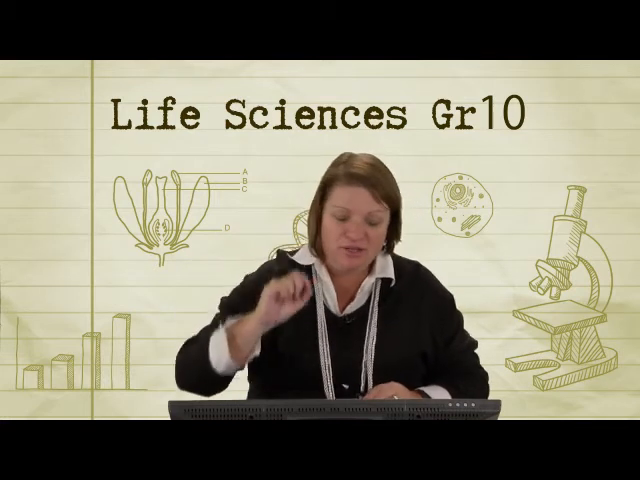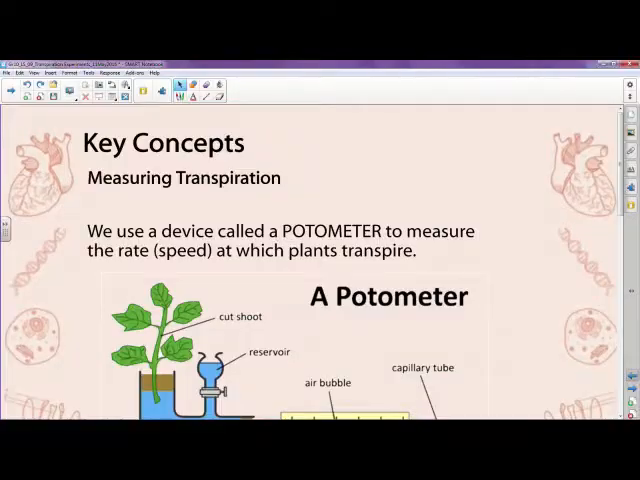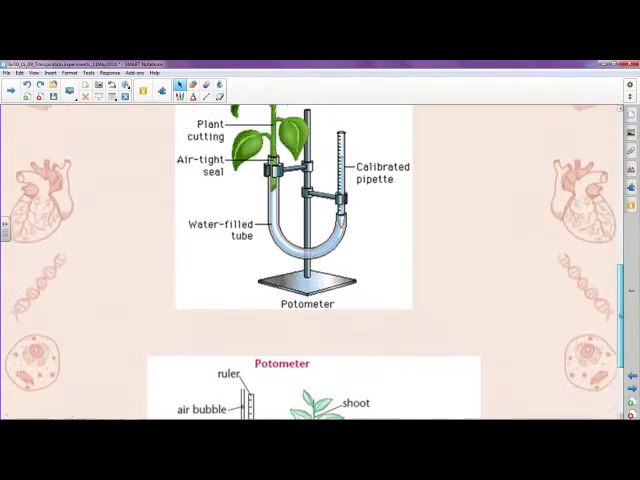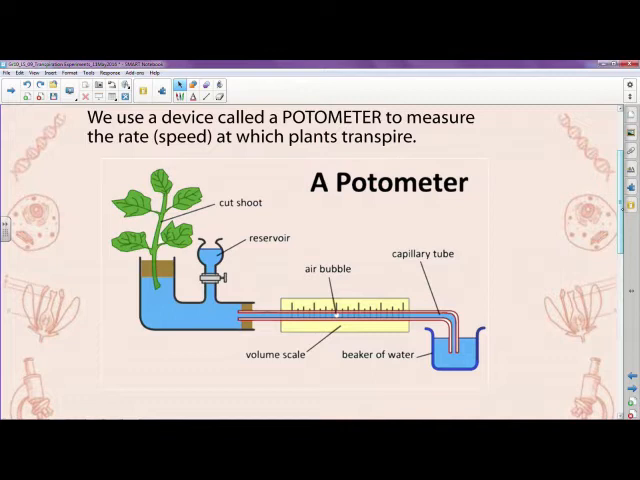But before we look at that, I want you to have a look at a device that is up on the board here. It's a new word for you. This is called a potometer, and I want you to know the name of it. This device is used to measure the rate at which a plant transpires. Follow me on the board and I'm going to show you how you set it up.